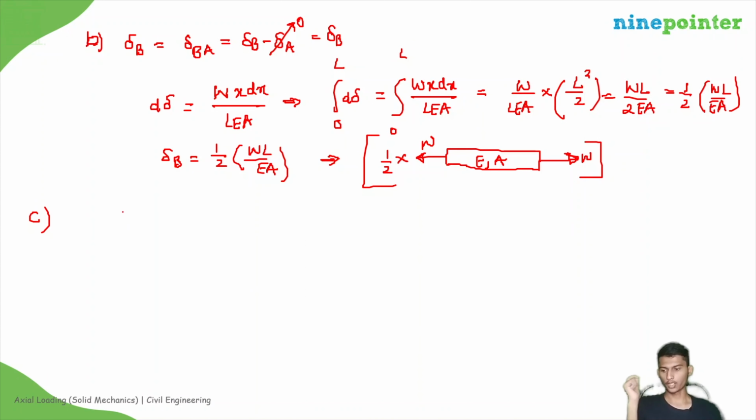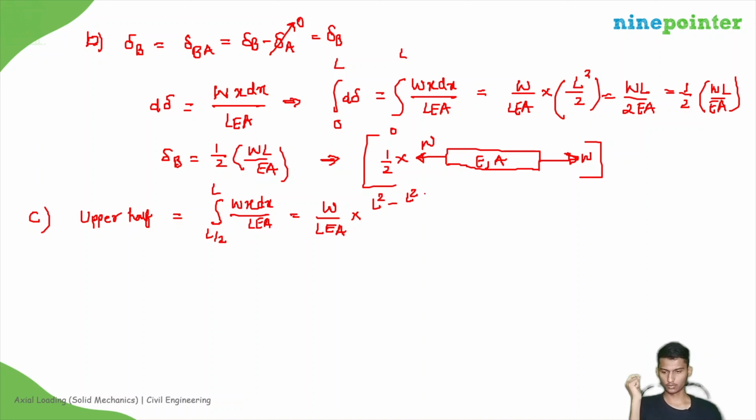For the upper half, what is the value? For the upper half, the integral from L by 2 to L, the integration will be Wx dx by L E A, right? So that will be equal to W by L E A into x squared, meaning L squared minus L squared by 4, divided by 2. So that will be 3WL divided by 2 into 4, that is 8EA.